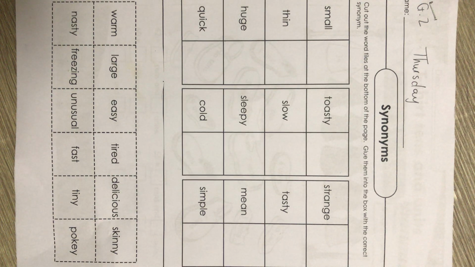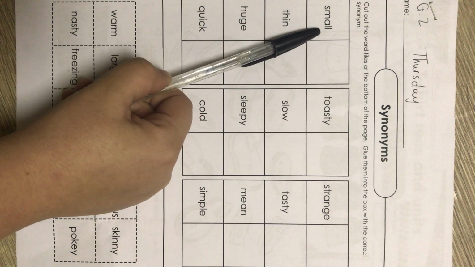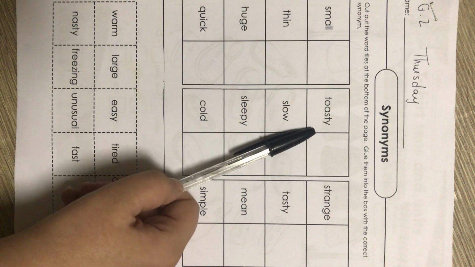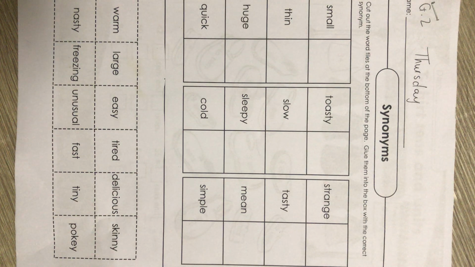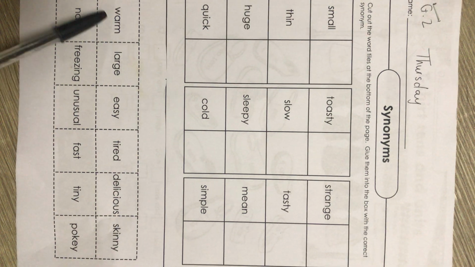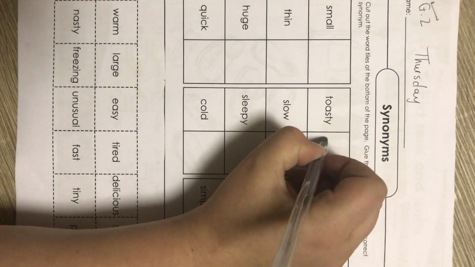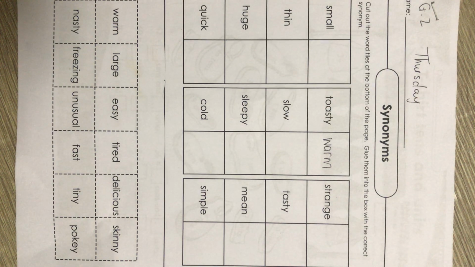Okay. So the word warm. Let's see, what does warm mean the same as? Does warm mean the same as small? No. Does warm mean the same as toasty? Yes, it does. If you are sitting under a blanket and you say, oh, it's so nice and toasty under here, basically what you are saying is, oh, it's so nice and warm under here. So it's the same meaning. So the word warm, you paste next to toasty. You can do that.